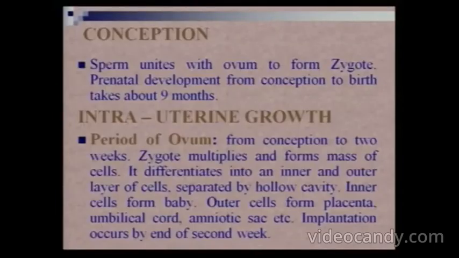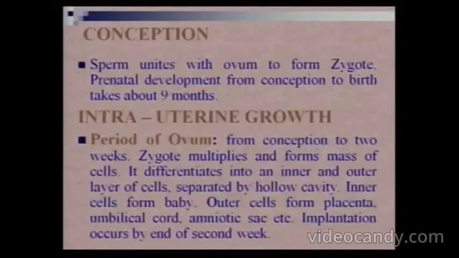So let's start. We are starting with unit number 6 of block 2, which is on prenatal development and care. It's called prenatal development and care. Basically, the purpose of this unit is not to describe the whole course of prenatal growth. The purpose of this unit is to tell you how important this period of development is and what care the mother needs to take during this period. That is the purpose of this unit.